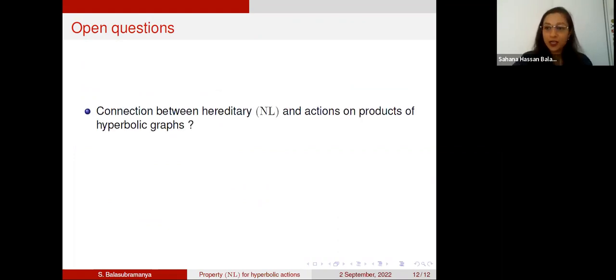Well, the first thing that we'd like to understand is what is the connection between hereditary NL and actions on products of hyperbolic graphs? And the reason this is interesting is because if you have a finite index subgroup of your group G, then it's not always true that you can, starting from an action of your subgroup, construct an action of your parent group on a hyperbolic space.